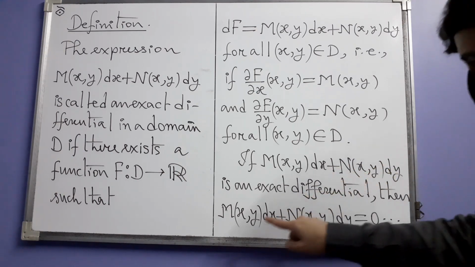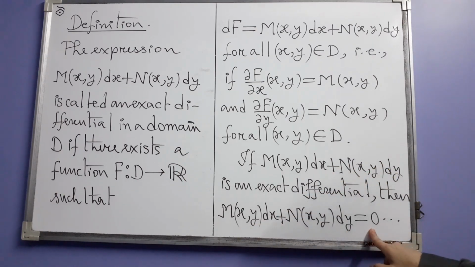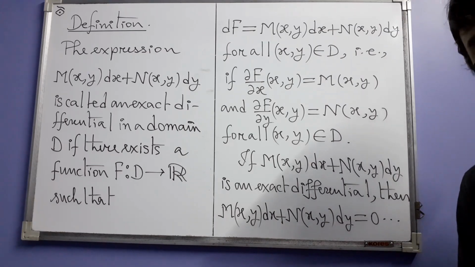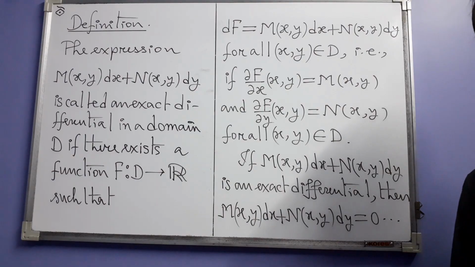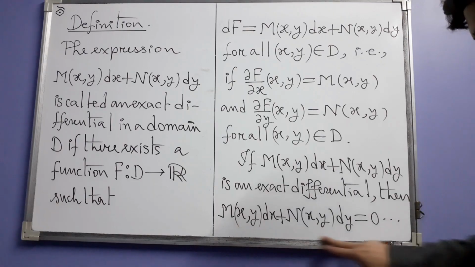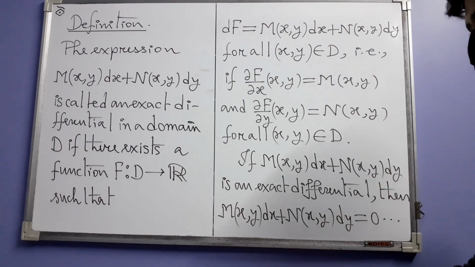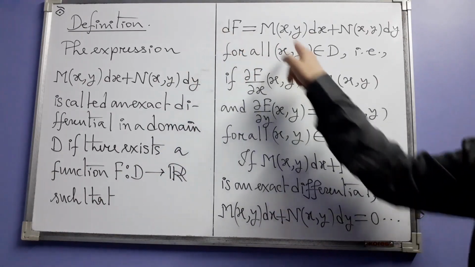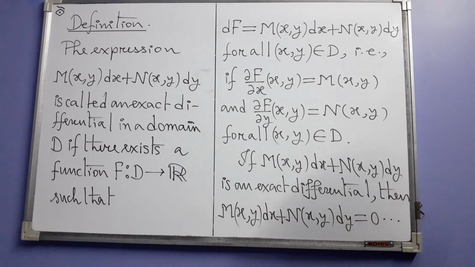Then finally we come to the equation. That expression equal to 0 will be an equation that is called an exact differential equation. Okay, so this is the meaning of exact differential equation. To put things simply, such an equation will be exact if there exists a function f such that df is equal to this left hand side. Let us see one example.